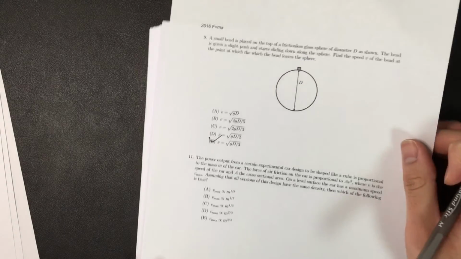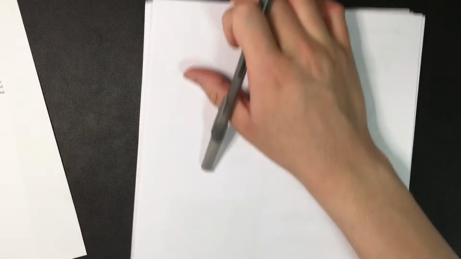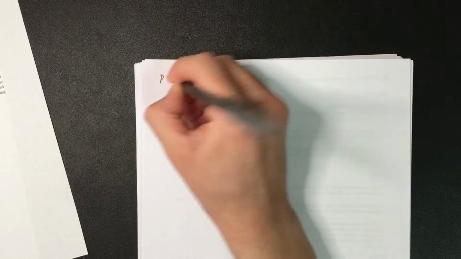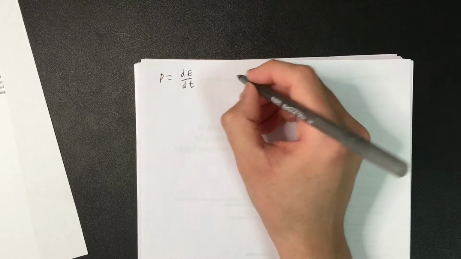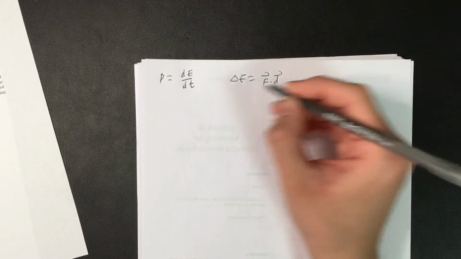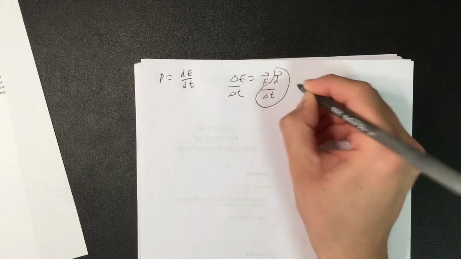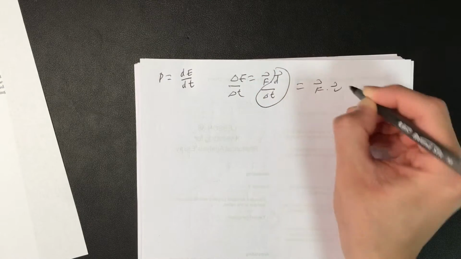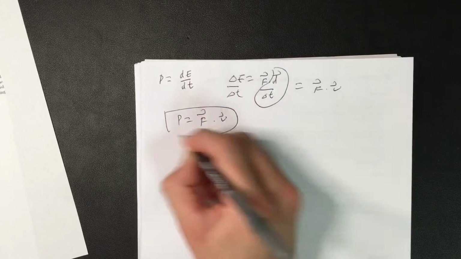So the next question is about power, which I'm going to talk about right now. The definition of power is the rate of change in energy with respect to time. And since change in energy equals force dot product with displacement, if I divide this by time, this term right here becomes velocity. So therefore, power equals force dot product with velocity.